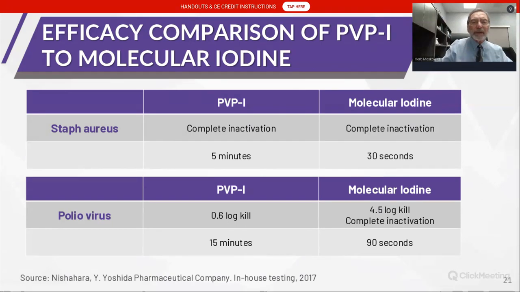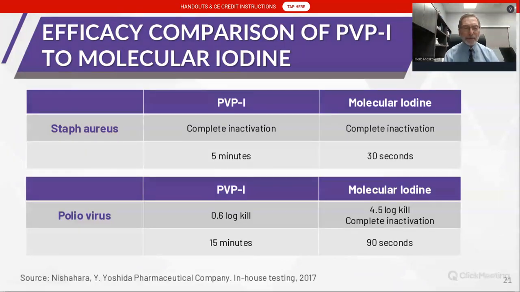So let's compare the efficacy of povidone iodine to molecular iodine. So for Staph aureus, povidone iodine completely inactivates Staph aureus in 5 minutes. And by the way, povidone iodine is a standard of care in hospitals around the world. Surgeons use it to scrub with. It's an excellent antiseptic. It completely inactivates Staph aureus in 5 minutes. But a molecular iodine solution can do the same thing in 1/10 the time, can do it in 30 seconds.